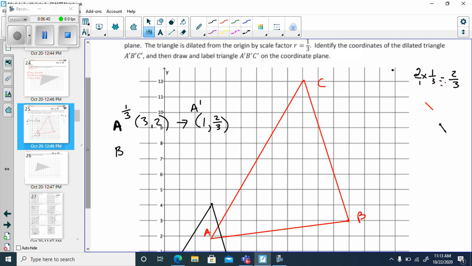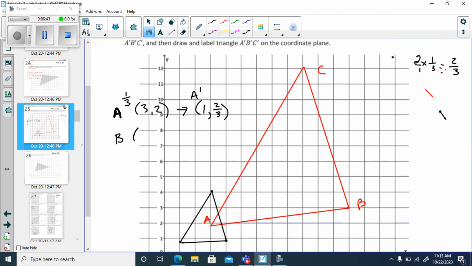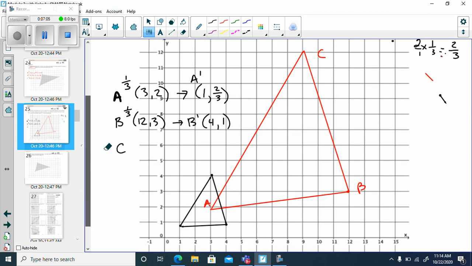B is currently at 12, 3. We want 1/3 of those, so we divide each of those by 3. That would give me for B prime, 12 divided by 3 is 4, 3 divided by 3 is 1. Okay, so B prime is at 4, 1. Let's see. C, let's find C. C, it says, starts at 9, 12. And let's do 1/3 of this. Okay, 1/3 of 9 means that I'm going to divide 9 by 3, which is 3, 12 by 3, which is 4. So it should be at 3, 4.